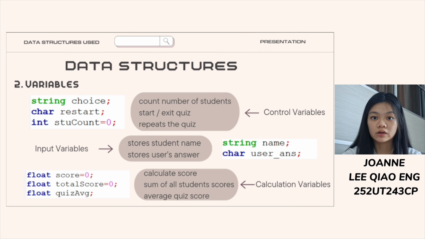Next, these are the variables we use in the program. Control variables such as choice and restart are used to control the program flow. Input variables store the student name and their answers. Calculation variables like score, total score, and quiz average are used to calculate the result.